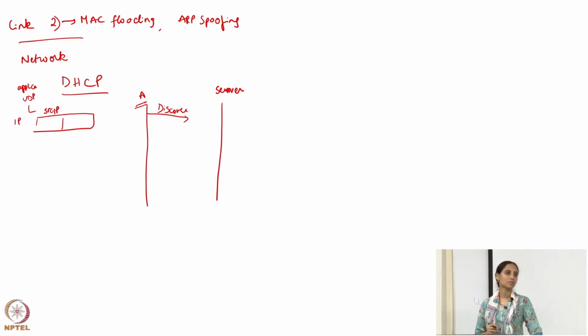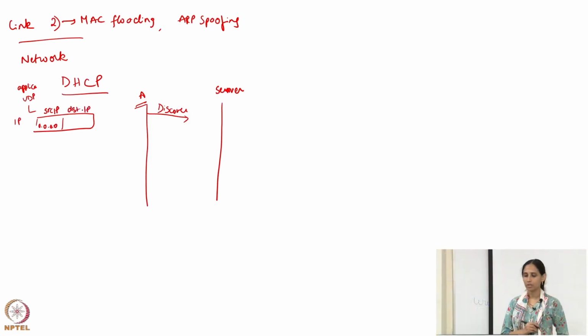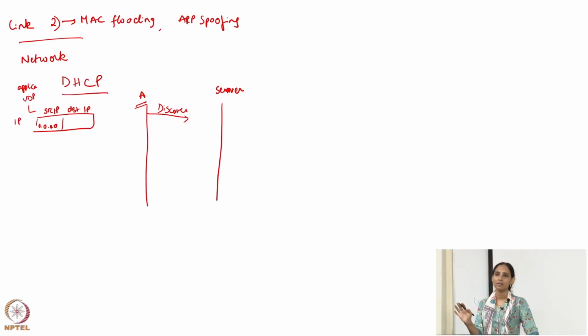Does it have an IP address? It doesn't have any IP address, so it will put blank. Whereas the destination IP, what do you think it will put? How does it know? When you are starting, you are like a baby, you know nothing. A newly booted machine doesn't know anything. If it could know the IP address of the server, it could figure out its own IP address. So it doesn't know where the server is, nothing.